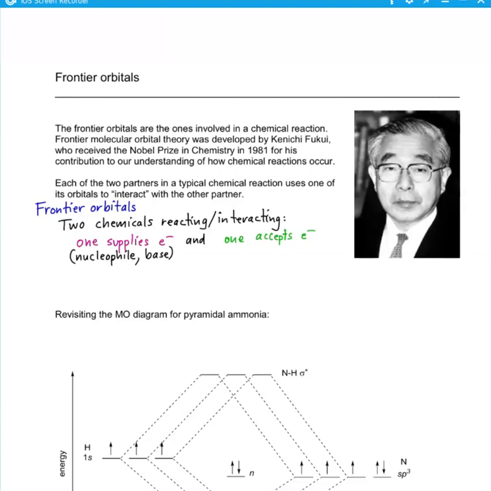The thing that's accepting the electrons we're going to call an electrophile, or depending on who it's accepting electrons from, we may call it an acid. Now the differentiation between those terms, so what's a nucleophile versus a base, and what's an electrophile versus an acid, we're going to get into all of those details as we go forward. But for now, just think of it this way: the thing that's supplying electrons to something else will be labeled either a nucleophile or a base, and something that's accepting electron density from something else will be called either an electrophile or an acid.